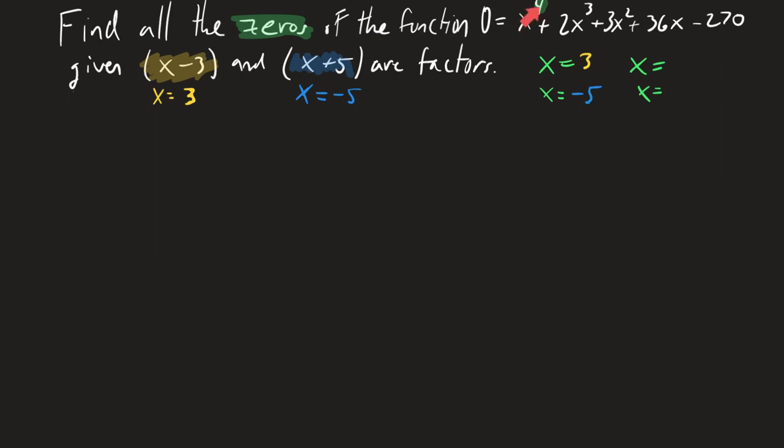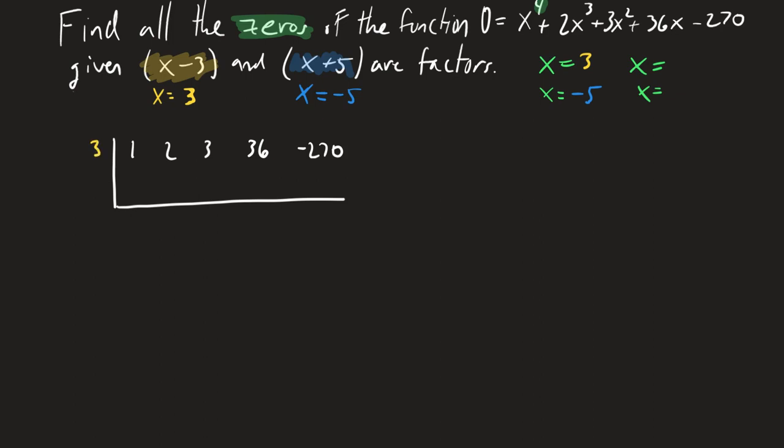We want to check for gaps. 4, 3, 2, 1, 0. No gaps. So I'm just going to run my coefficients over here. So I got a 1, I got a 2, I got a 3, and a 36. That's not a 6. And then a negative 270. So make sure you grab that sign. Box. And then I need to take one of those zeros. Doesn't matter which one. So these are factors. So I want to take the 0 of the factor. So I'm just going to grab that first one there, the 3.